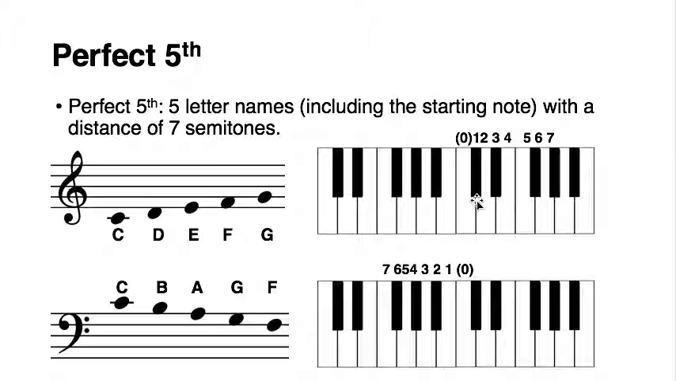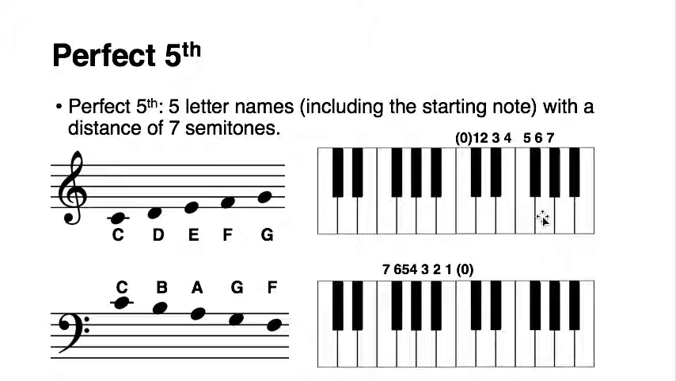So C to C sharp is 1 semitone. C sharp to D is 2 semitones. D to D sharp 3. D sharp to E 4. E to F, notice that there's no black key. E to F is 5 semitones. F to F sharp 6. F sharp to G 7. Therefore, C to G do indeed make up a perfect fifth.